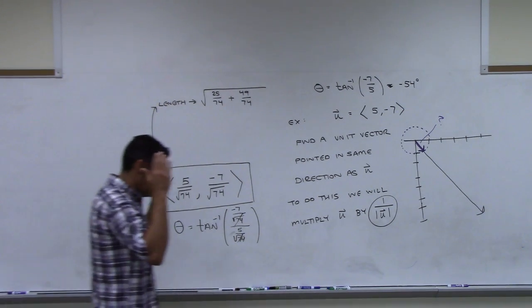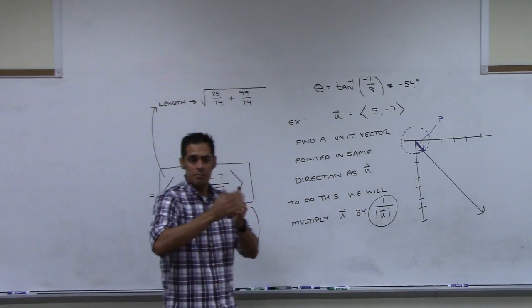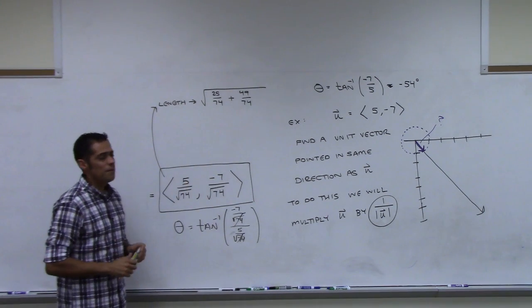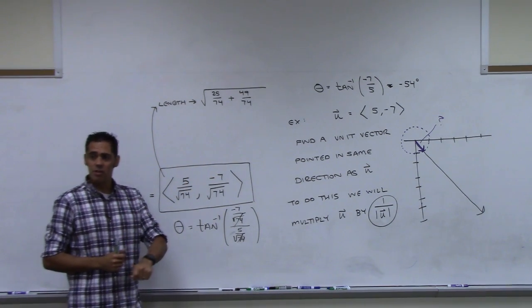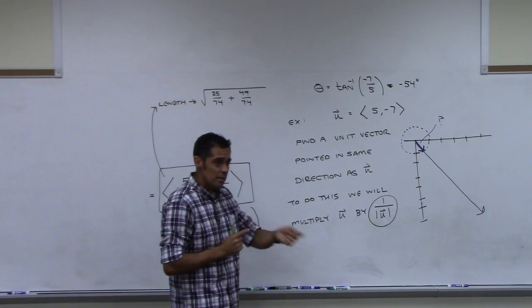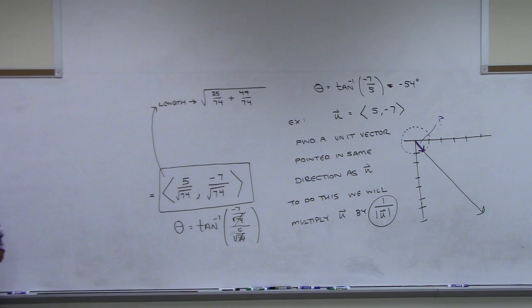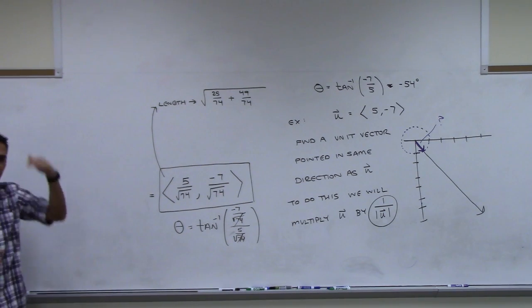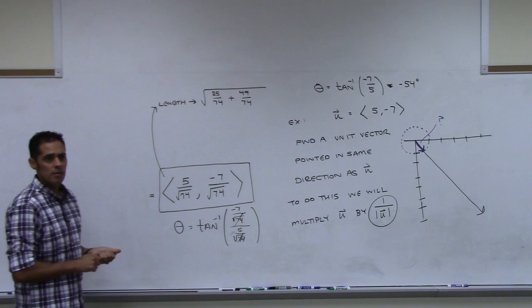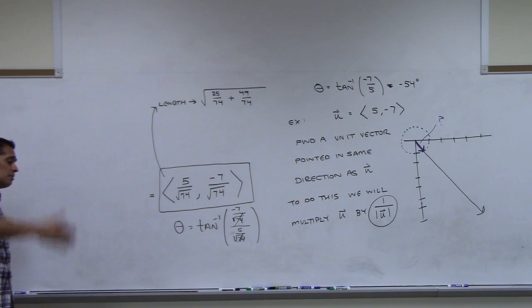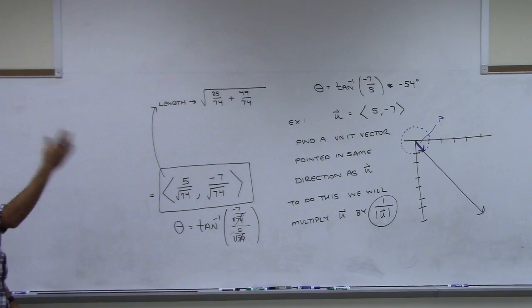So if somebody gives you a non-zero vector, it has some direction pointed out there, and you want to find a vector that points in the same direction that has a length of 1, then what you would do is take the vector and scale it by 1 over its own length, and that will give you the vector you need. That does become important later on. In calculus, you do need to be able to find unit vectors pointed in the same direction as something.